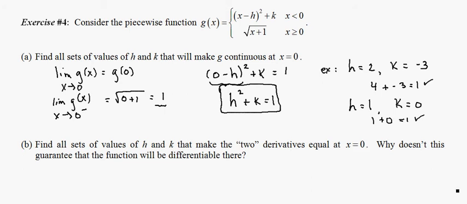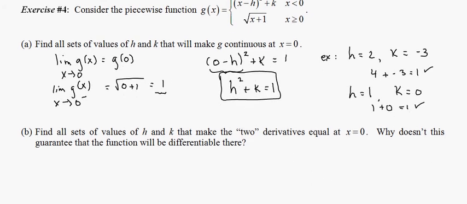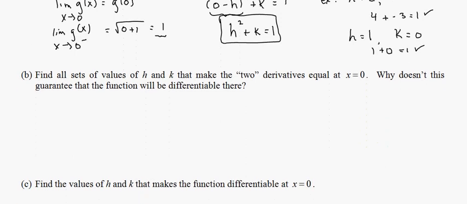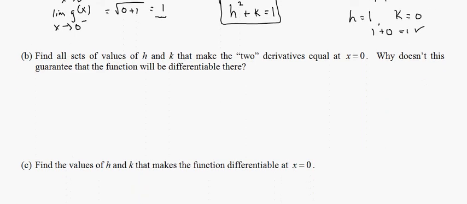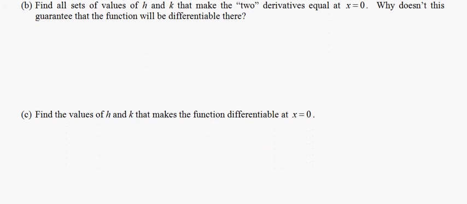Letter B then says, find all values of h and k that make the two derivatives equal at x equals 0. And it asks why that doesn't guarantee that the function will be differentiable there. So let's take a look at this. This is going to be a little bit more tricky because it's going to actually involve us doing some work and finding a piecewise derivative. So what I'm going to do is take the derivative of both the first formula and the derivative of the second.